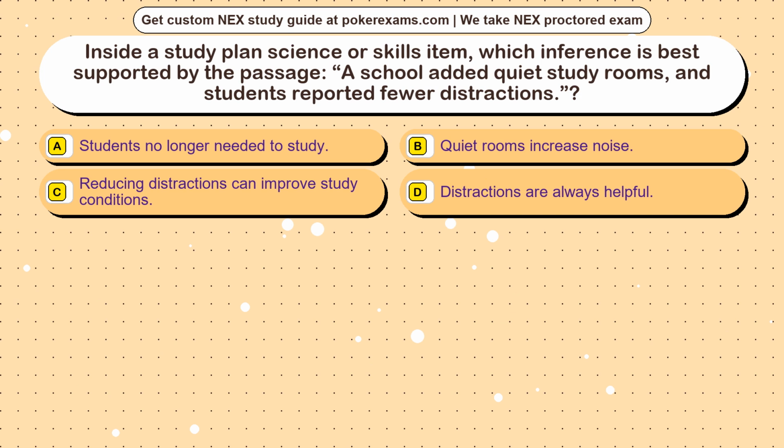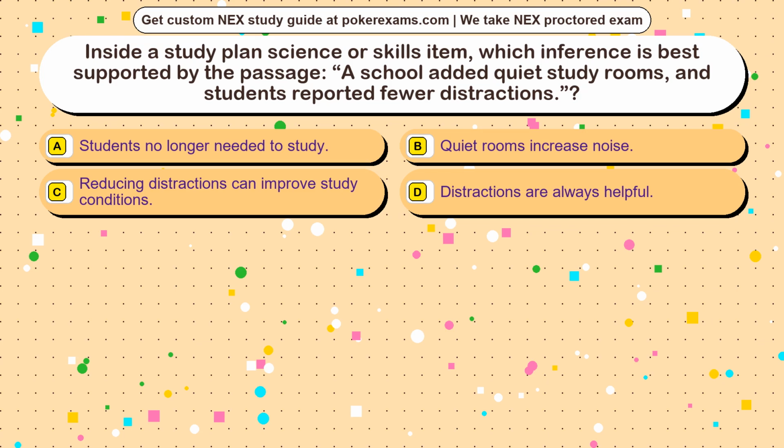Question 24. Inside a study plan science or skills item, which inference is best supported by the passage: a school added quiet study rooms, and students reported fewer distractions? Option A, students no longer needed to study. Option B, quiet rooms increase noise. Option C, reducing distractions can improve study conditions. Option D, distractions are always helpful.